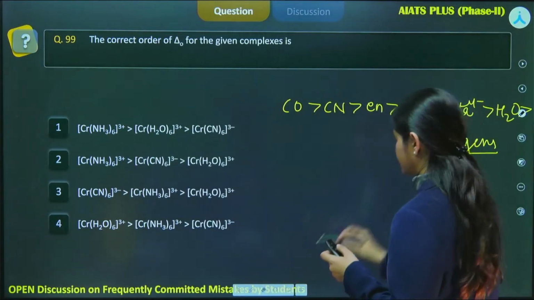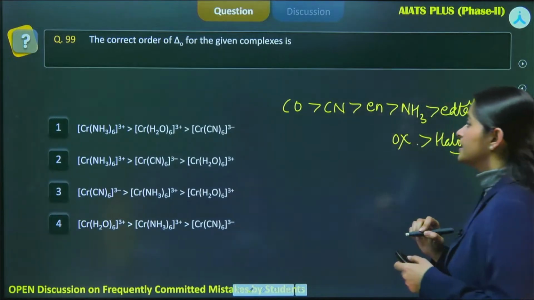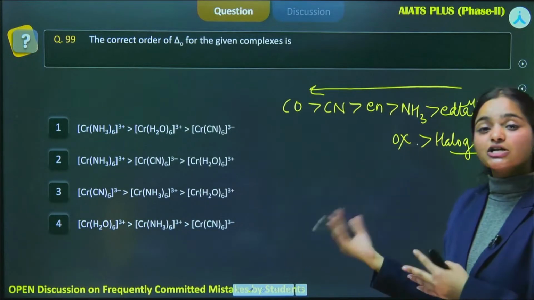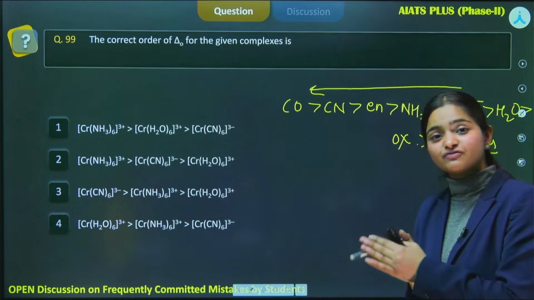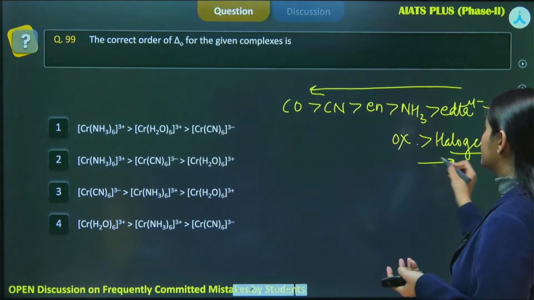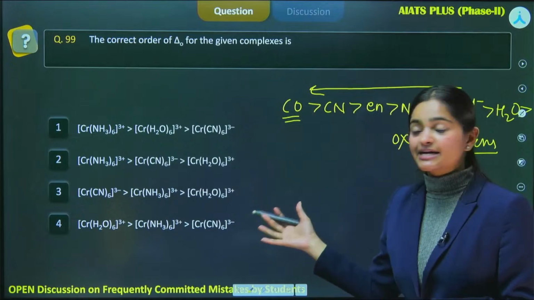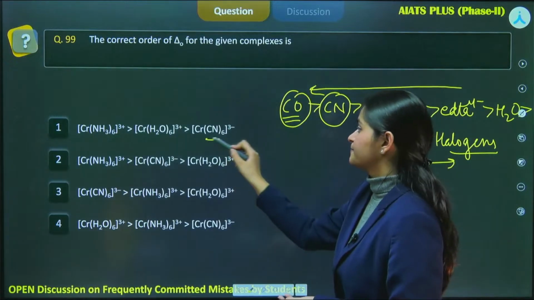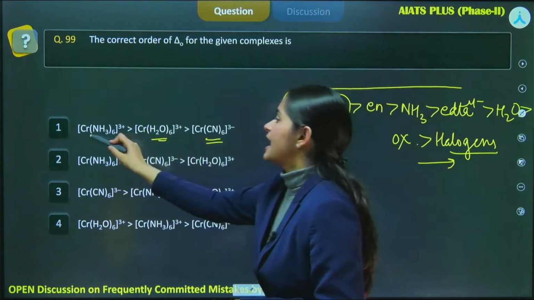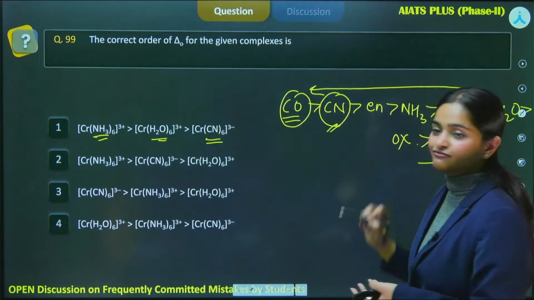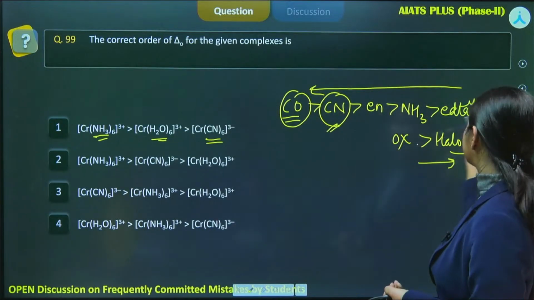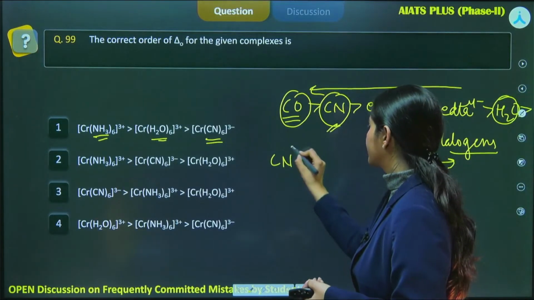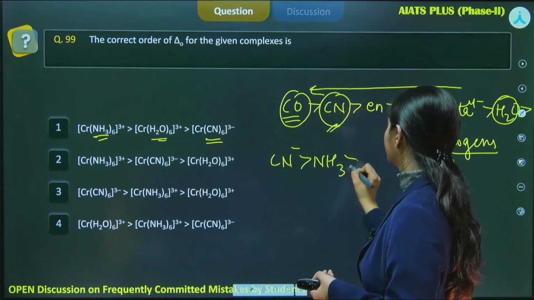Or oxalate. So all the ligands that are present before water are strong field ligands, and all the ligands that are present after water are weak field ligands, correct? So according to this, CO should have the highest splitting. Then we have CN in our options, water and ammonia, right? So CN should have the highest splitting energy. Then water and ammonia are also mentioned. So CN minus ion, then ammonia, and then water.